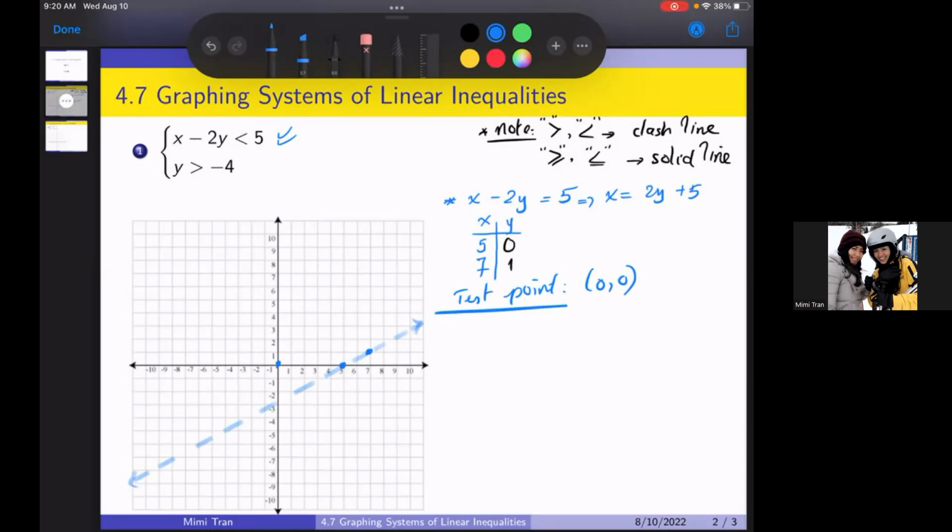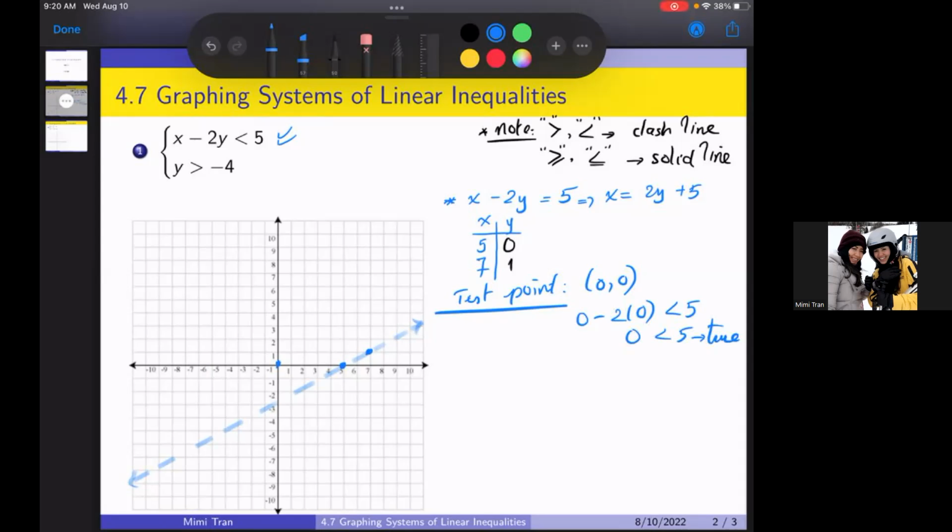So what happened? x is 0, y is 0. Is 0 less than 5? Maybe I'll do this: 0 minus 2 times 0 less than 5. Is it true? Is 0 less than 5? True, right? Thank you, Alex. It's true.